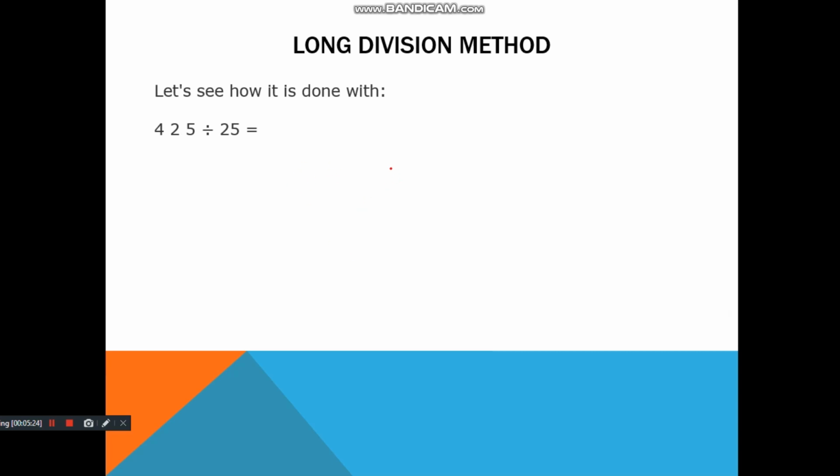Now let's divide this one. How are you going to divide 425 by 25? First, 25 is what? 25 is the divisor, and 425 is the dividend. Now when we are dividing, the first number of the dividend is 4, but 4 is less than 25. So what are you going to do? Our divisor is greater than the dividend.